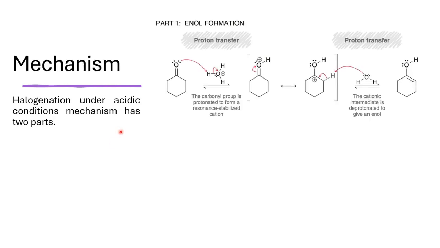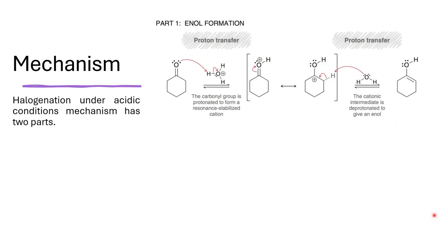Halogenation under acidic conditions has a mechanism with two parts. Part 1 is the enol formation. The proton transfer occurs first, where the carbonyl group is protonated to form a resonance stabilized cation. Another proton transfer results in the cationic intermediate being deprotonated to give the enol form.